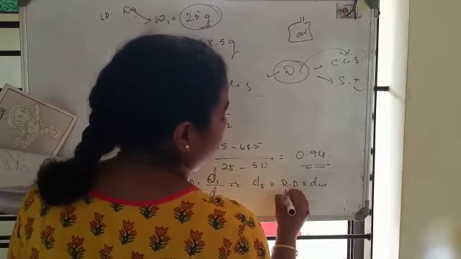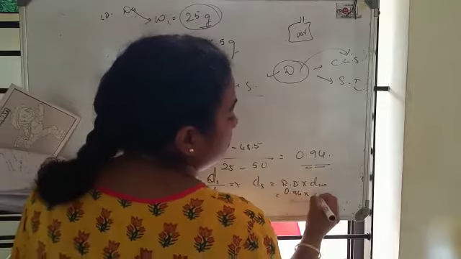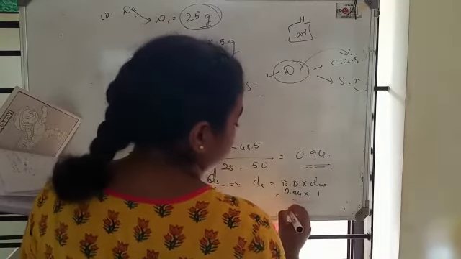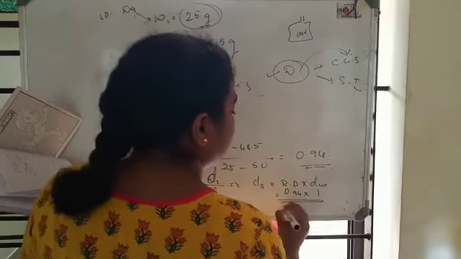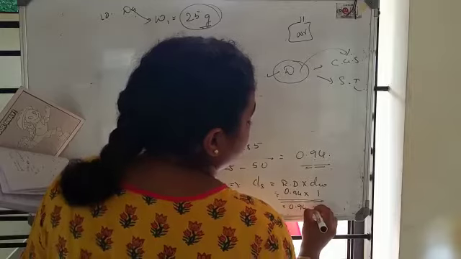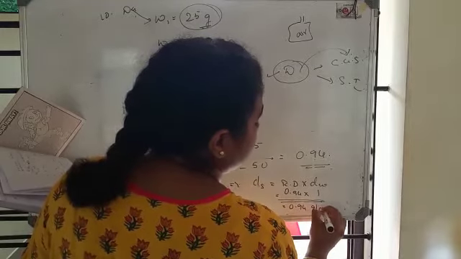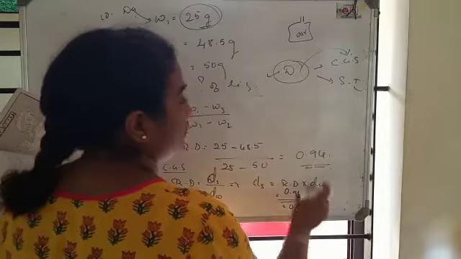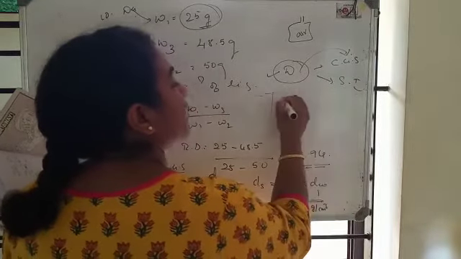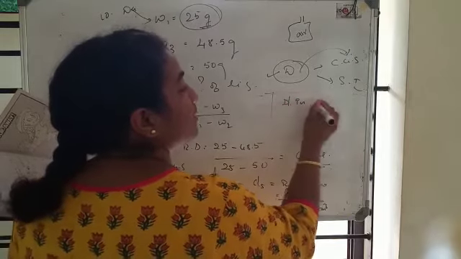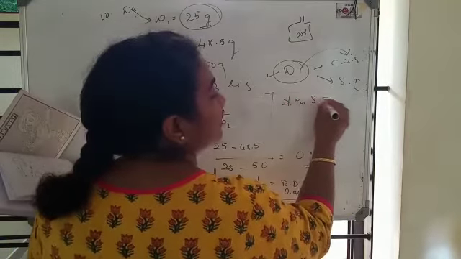What is the relative density value? It is 0.94 into density of water in CGS, which is 1 gram per centimeter cube. So this is the density value in CGS, that is grams per centimeter cube. Now, the density value in SI. Density value in the SI system.